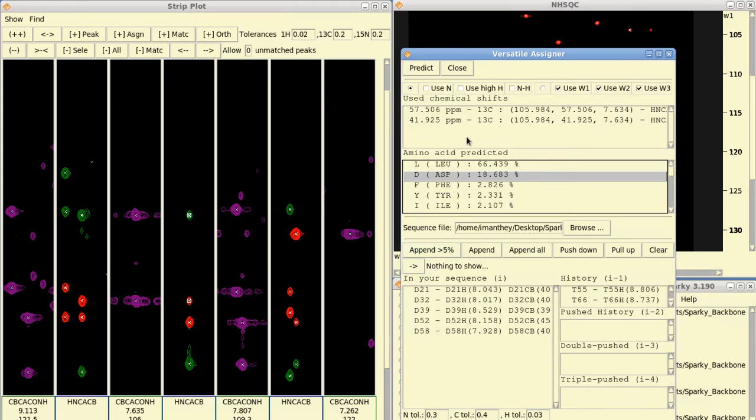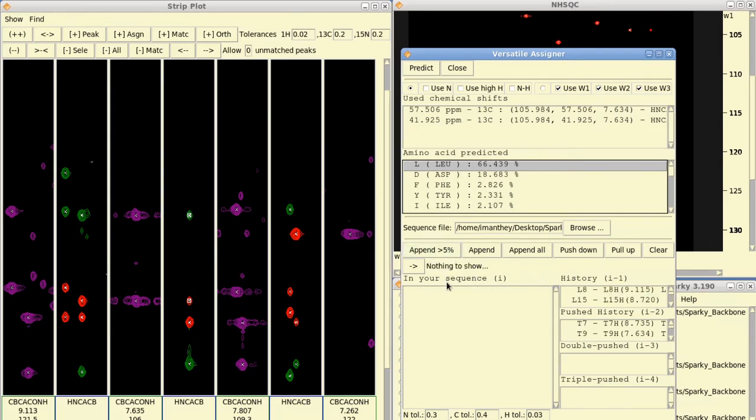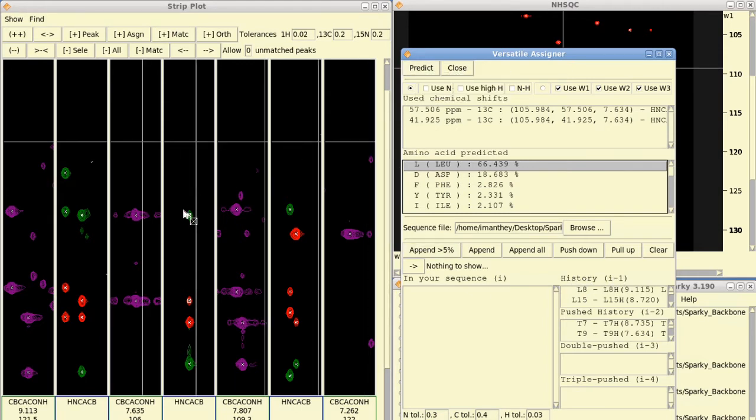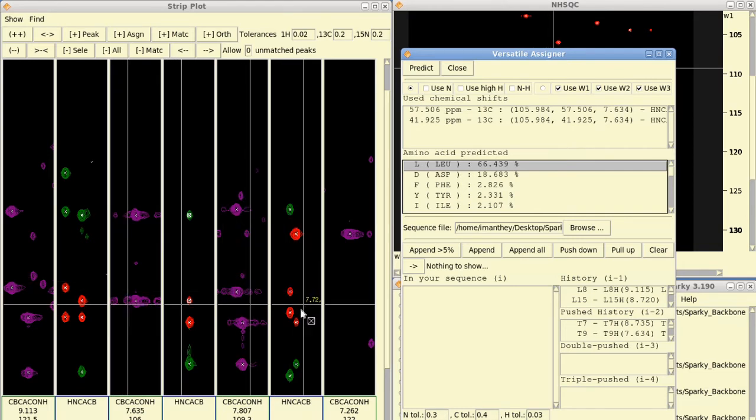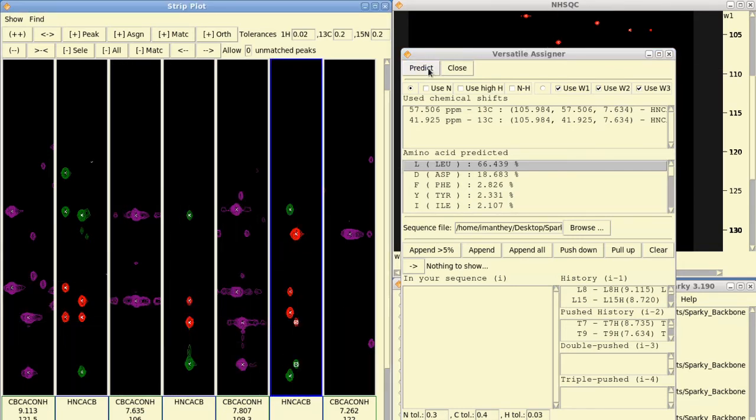You can see D has nothing to show here. So we'll go back to L. Because this is not 100%, we are not guaranteed which one of these sequences is correct. So we're going to go ahead and push down our I minus 1 to I minus 2, and we're going to append all of these new sequence, this new residue information into the history, I minus 1. We're going to go ahead and move on to our third residue here. So looks like this one and this one. We're going to go ahead and predict that.